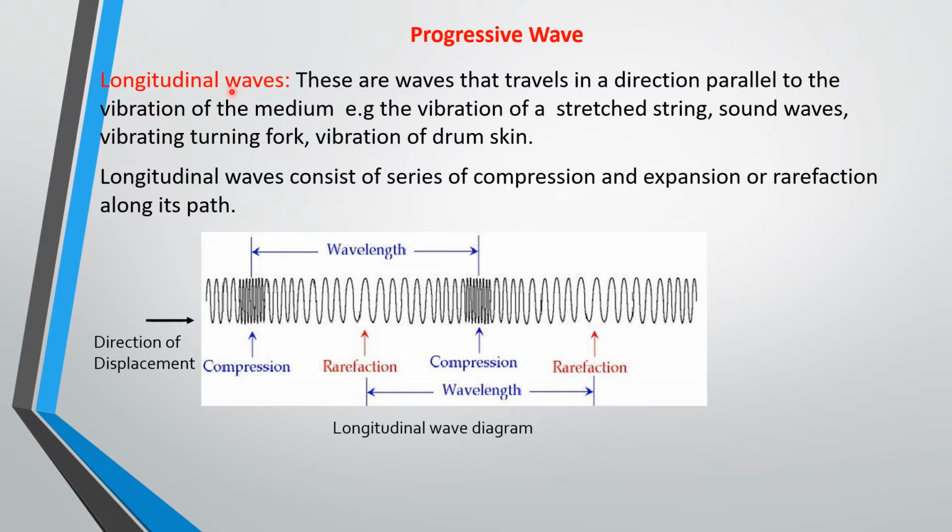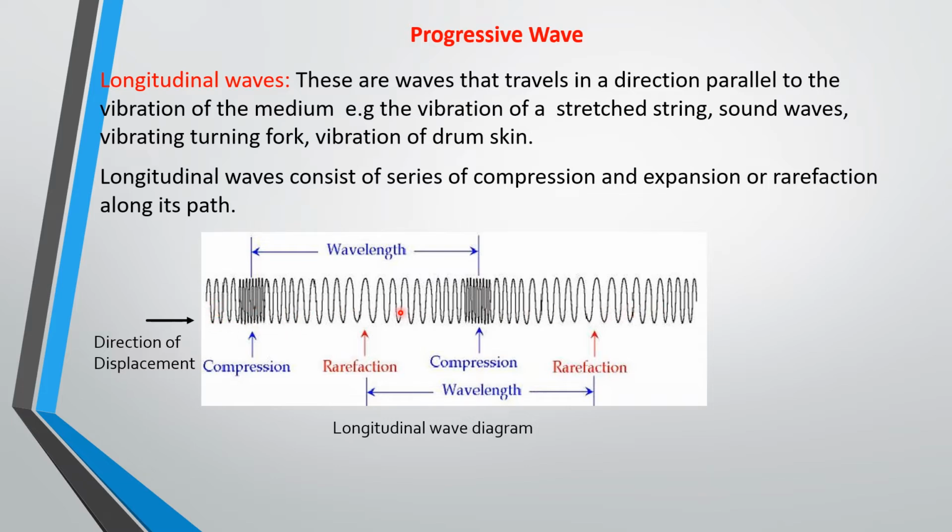Then longitudinal wave. These are waves that travel in a direction that is parallel to the vibration of the medium. Examples of this one are vibration of a stretched spring, sound waves, a vibrating tuning fork, or vibration of drum skin. If you look at this wave, you see that the direction of travel is parallel to the direction of displacement. If displacement is in this direction, this is also the direction of travel.